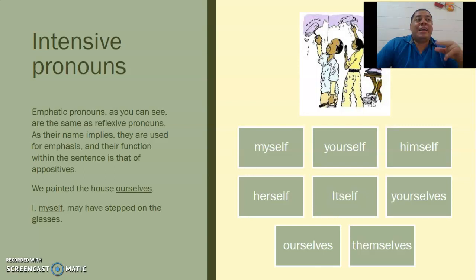And the reflexive pronoun has a function, but this function is structural. It's a grammatical function. So I cannot take out the direct object from the sentence, because if I take out the direct object, the sentence doesn't make sense or the meaning is changed. I will continue the explanation of the difference between reflexive and intensive pronouns in the next video.